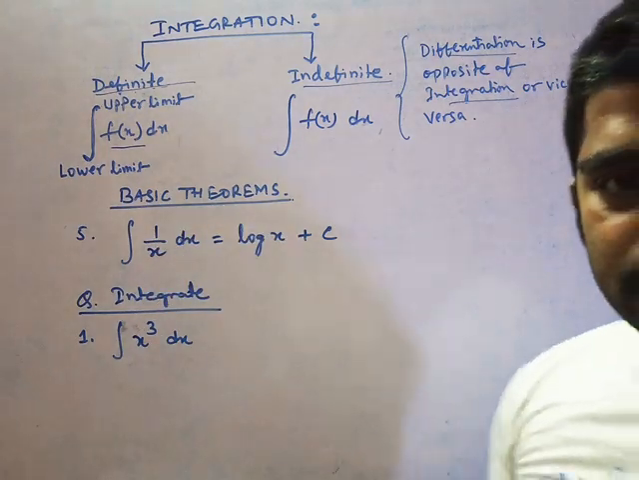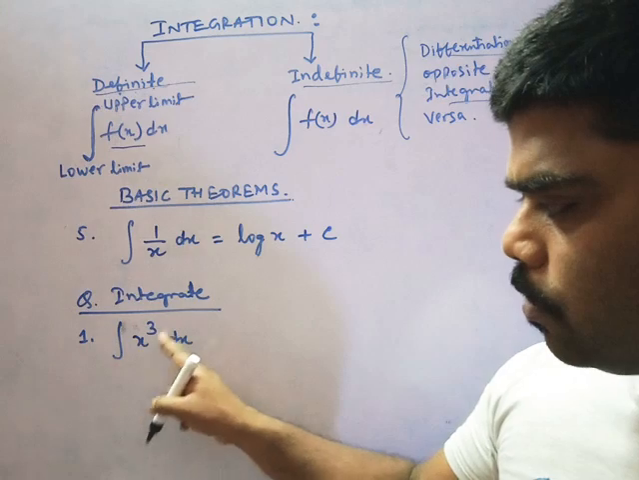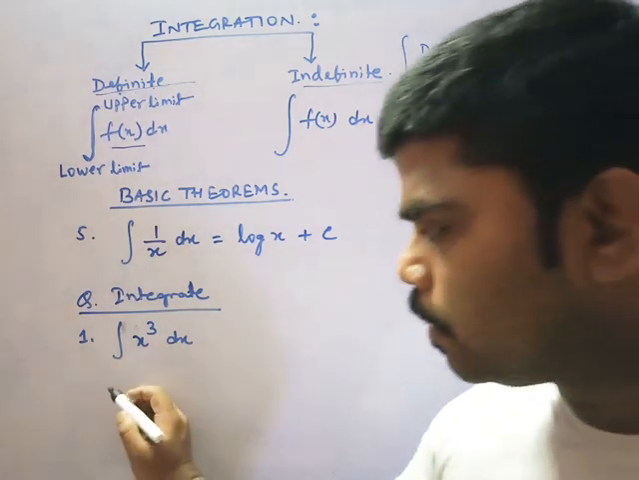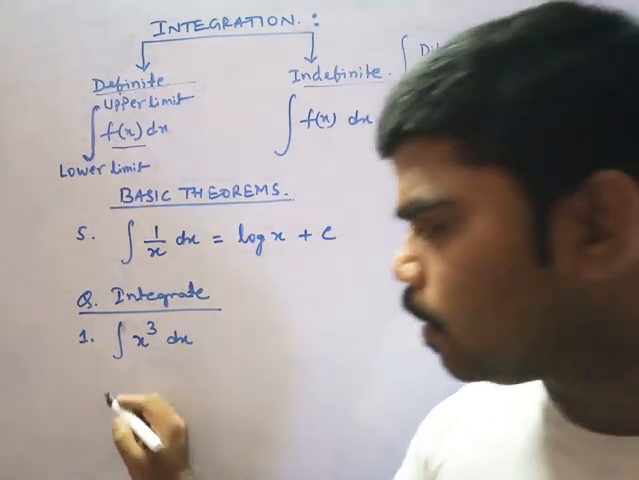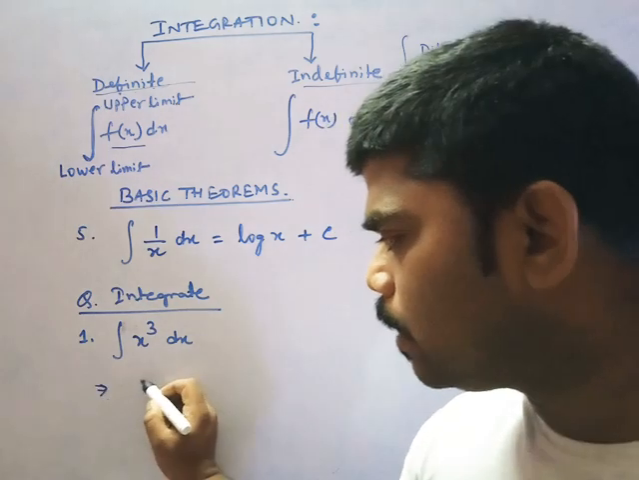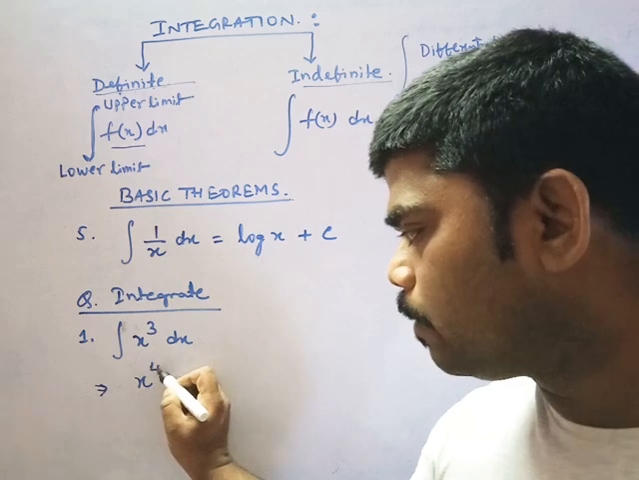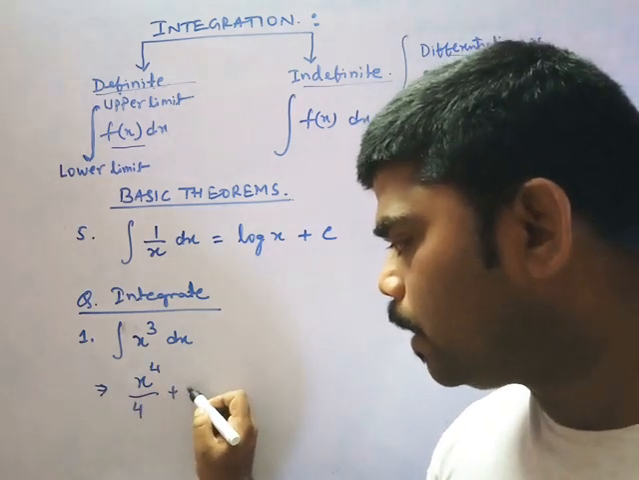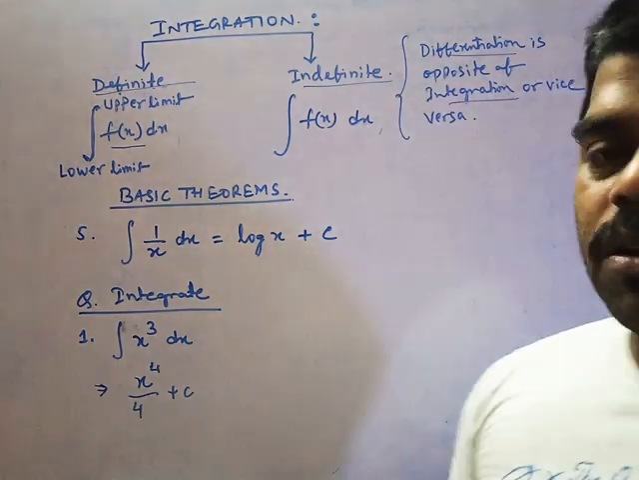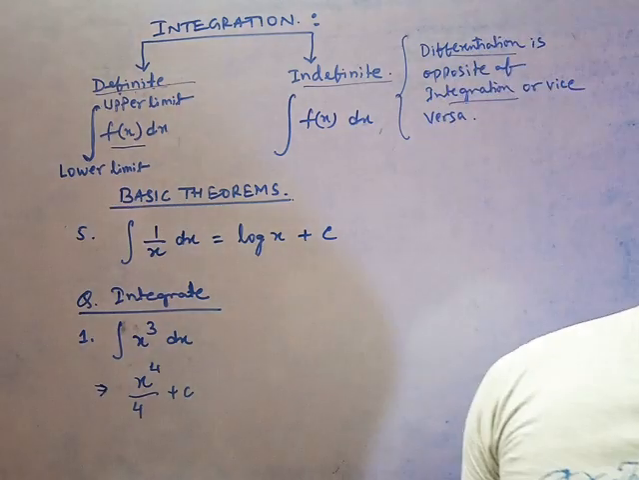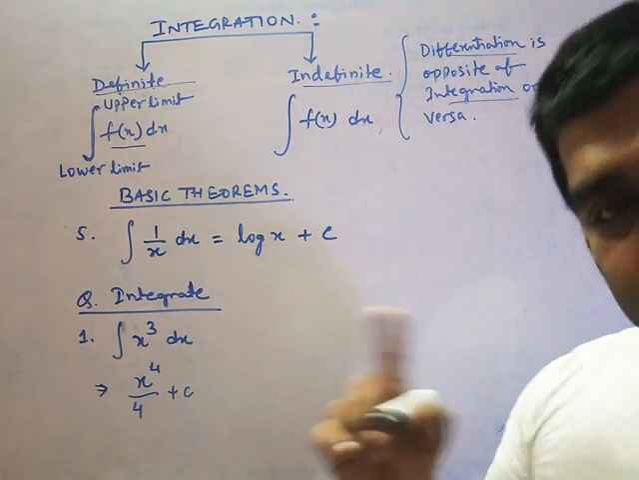So what is the difference, right? For example, this x to the power 3 dx, how to integrate this? You know the theorems for x to the power n. What is the answer then? The answer is x to the power 3 plus 1. We have to add 1. It becomes x to the power 4 divided by 4, with a constant. If you write it with the constant c, that means it is what? Indefinite. If this were definite, how would it be?